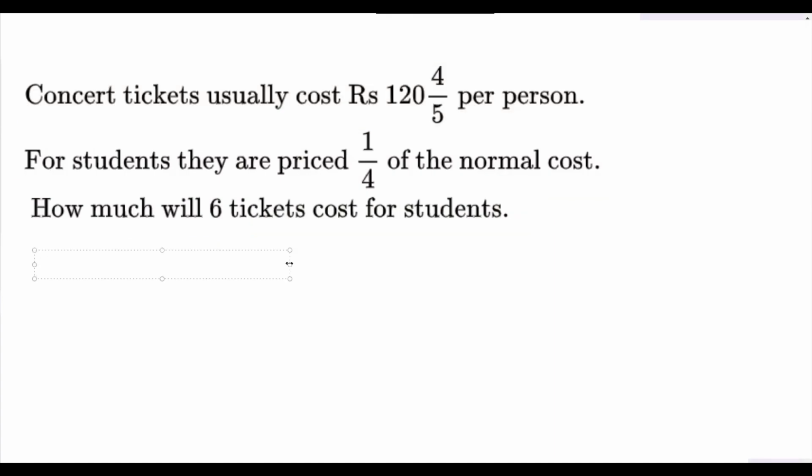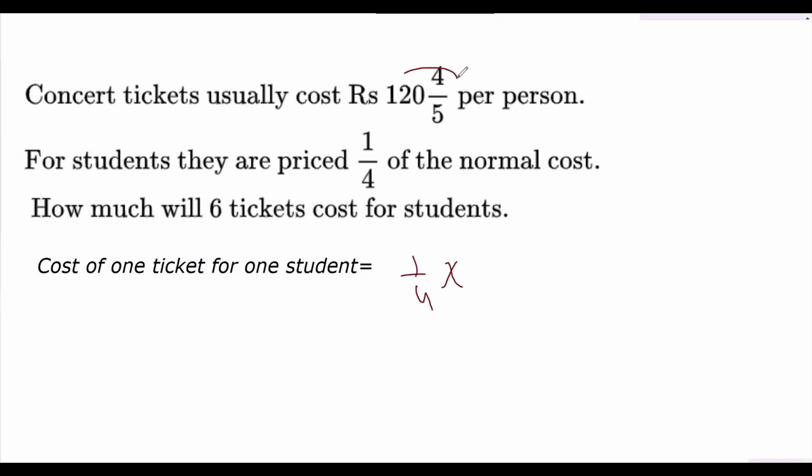So what we are going to do first is find the cost of one ticket for a student. It is one fourth of the normal cost, and the normal cost as an improper fraction is how much? 12 into 5 is 60, plus 4 is 64. That means 604 over 5. This can be reduced, right? That's 151, because if I divide 604 by 4, it gives 151. So this is the cost of one ticket for a student.